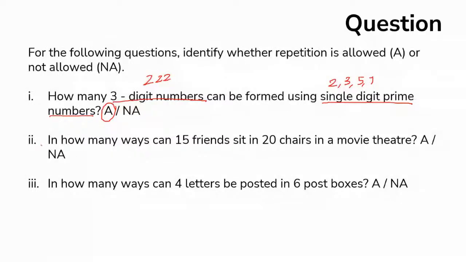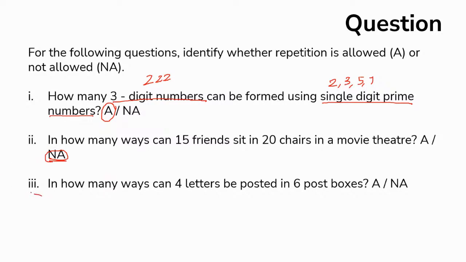When I go for the second one, in how many ways can 15 friends sit in 20 chairs in a movie theater? So whether repetition is allowed or not is our ultimate question. In this case, one friend cannot occupy two chairs at the same time. So in that case, repetition is not allowed.